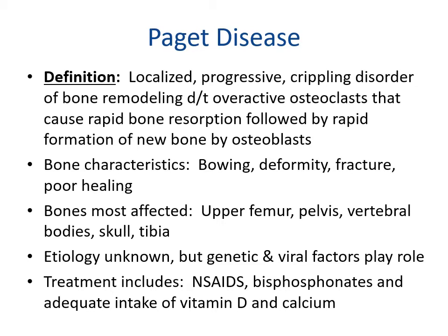So now we'll take a look at Paget's disease. So this is a localized, progressive, crippling disorder of bone remodeling due to overactive osteoclasts that cause rapid bone resorption, followed by rapid formation of new bone by osteoblasts. And the bone characteristics present with bowing, deformity, fracture, and poor healing. And so the bones that are most affected are the upper femur, pelvis, vertebral bodies, skull, and tibia. And so the etiology is unknown, but there's genetic and viral factors that are believed to play a role. And treatment includes NSAIDs, bisphosphonates, and adequate intake of vitamin D and calcium.